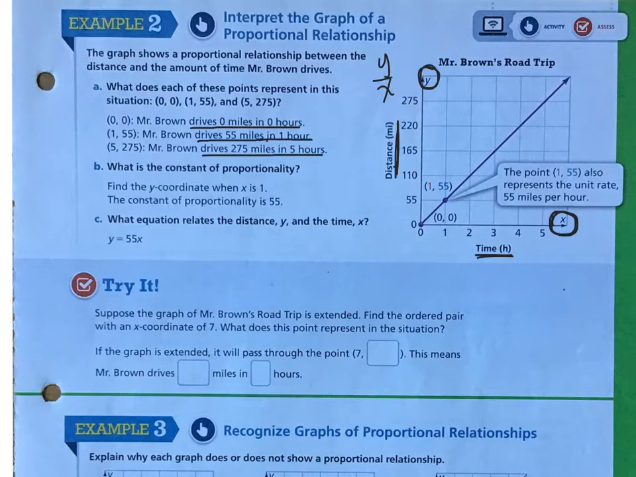Part B. What is the constant of proportionality? Well, in this case, we need to find the y-coordinate when x is 1. So when the x number is 1, what is the y number? In this case, the y number is 55. Here's the ordered pair that tells us that. So the constant of proportionality in this case is 55. In other words, k means he drives 55 miles in 1 hour.